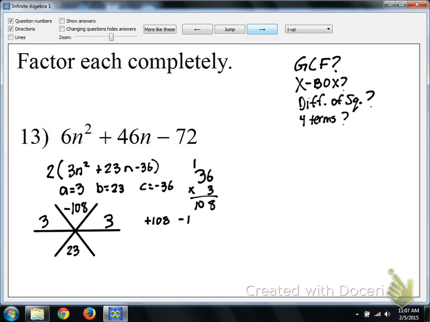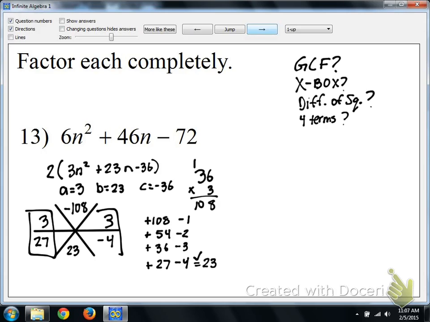That doesn't work. Let's see, positive 54 times negative 2. That doesn't work. Positive 36 times negative 3. That doesn't work. Positive, let's see, 27 times negative 4. What's positive 27 minus 4? 23, right? This one works, right? Isn't that what we need? 23 right here. So now we're going to go over here, 27 and write negative 4.